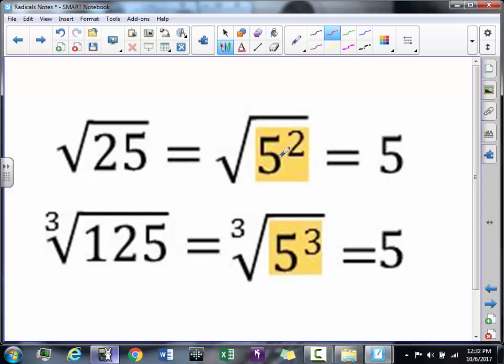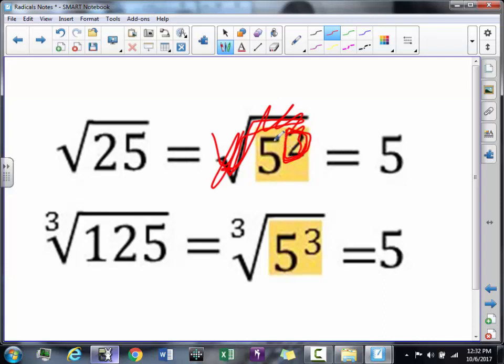So what I'm trying to show you on this slide right here is that if you can write 25 as 5 squared, this squared right here is an exponent. That's a mathematical operation, just like adding is. How do you undo a square? Well, you square root. So if you ever have a square and a square root, essentially, they cancel each other.